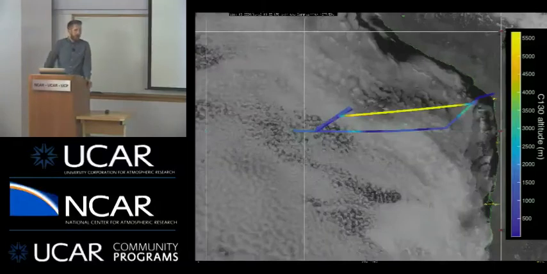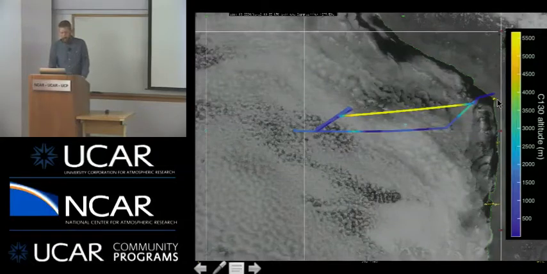Just to give you an idea of what these flights look like, here I've got plotted the C-130 flight track taking off from Arica here, going out. The color is the aircraft altitude. And you can see most of what ends up happening is we do these long level legs and then fly back above the cloud. And basically we're just trying to hit this extensive stratocumulus deck here.